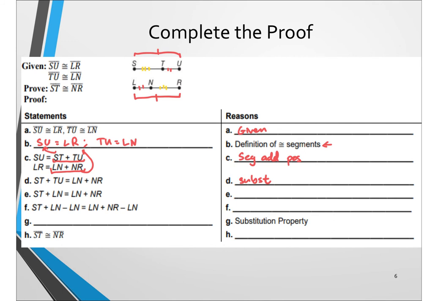Okay, now remember on the last one where I said you had to state that things were equal first before you could subtract them? Well, this proof does that in a slightly different way. So instead of just subtracting TU and LN, they substituted LN for TU. Okay, so we know that TU is equal to LN, so they substituted one in for the other. That way they could subtract LN from both sides.